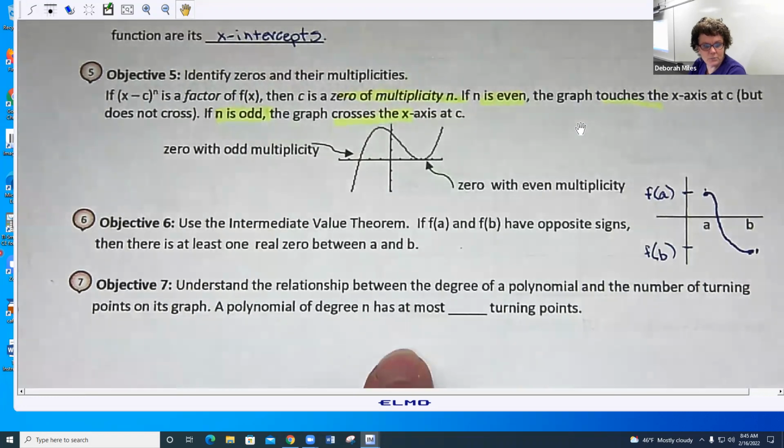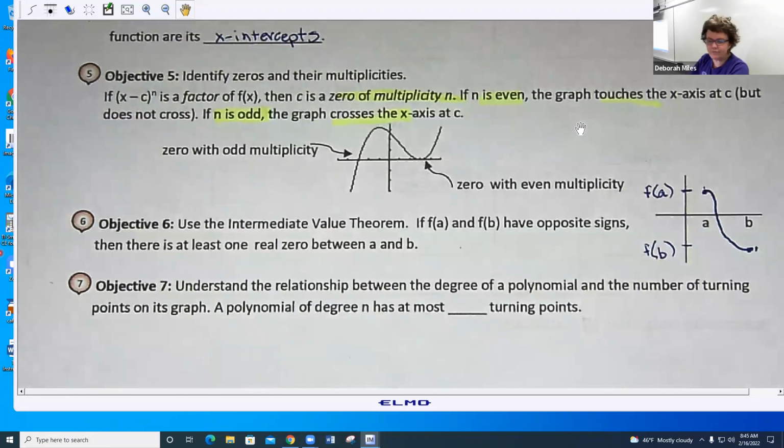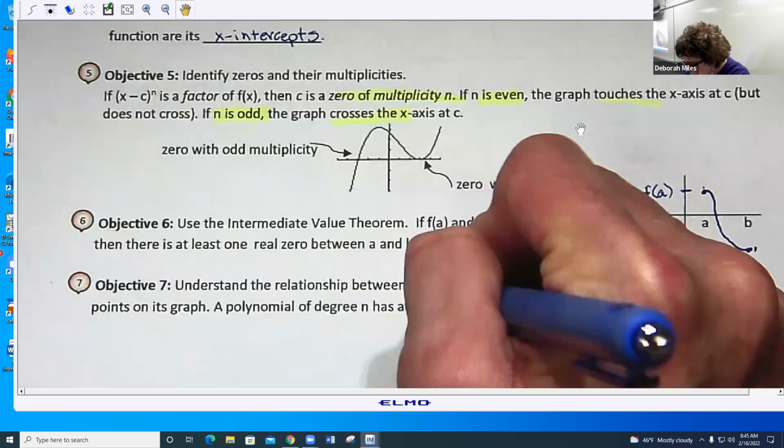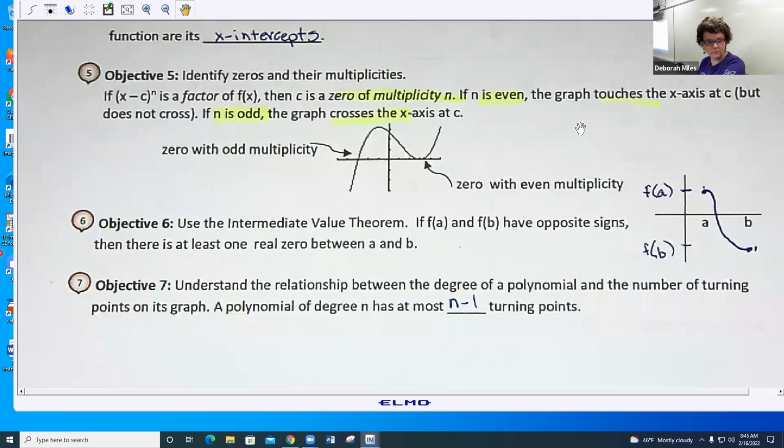Understand the relationship between the degree of a polynomial and the number of turning points on the graph. I bet one of my Cumberland County folks remembers, and maybe your college algebra teacher stressed this, but an nth degree polynomial, do you remember how many turning points it can have? One less than the degree. So an nth degree polynomial has at most n minus 1 turning points.